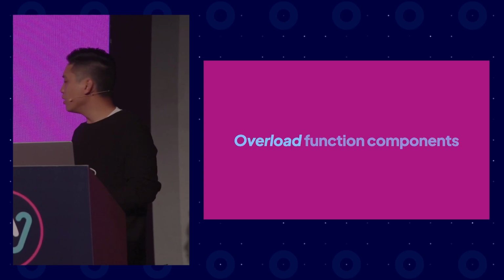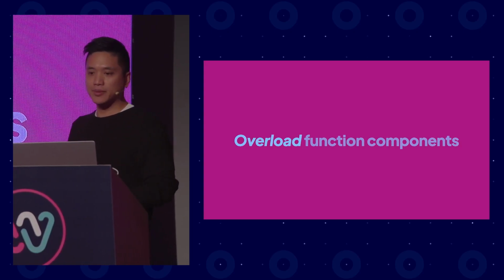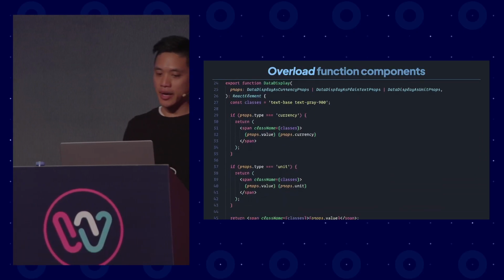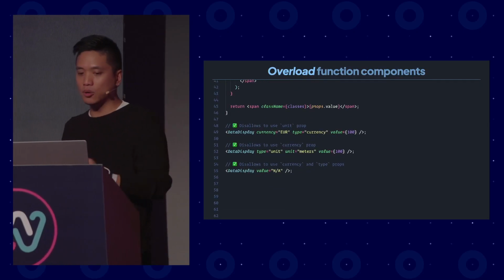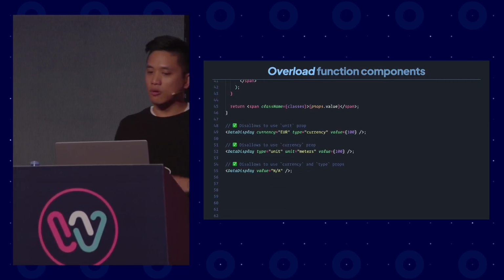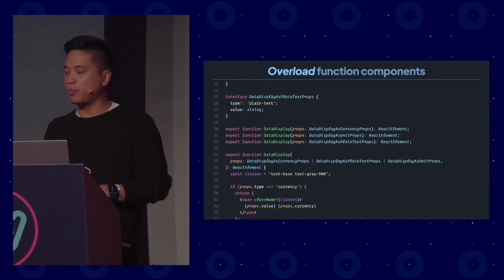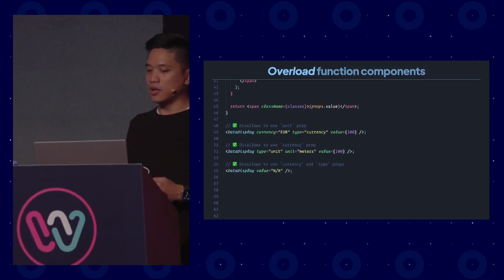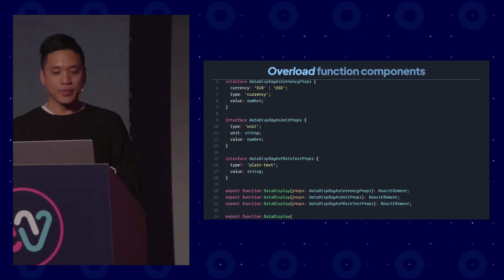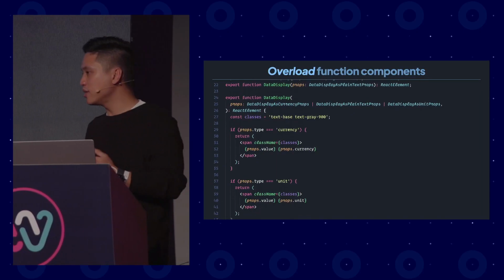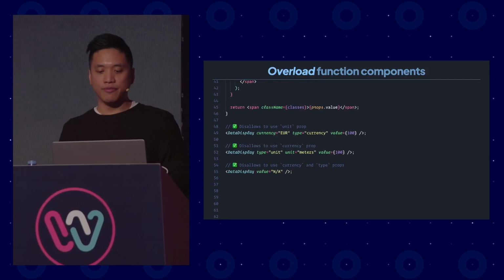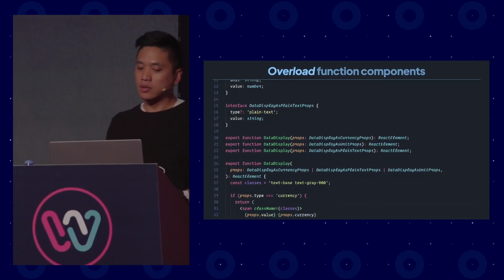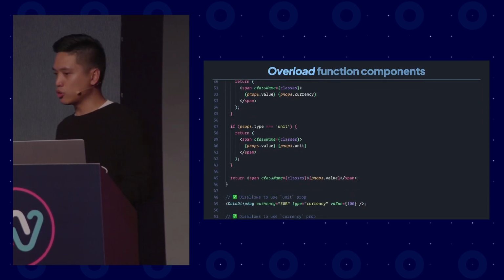Now, let's talk about overload function components in React. A great way to enforce strict and complex types in React is by leveraging overload function components. With overload functions in React components, it's possible to define multiple versions of a function that have a different signature or a set of parameters. This allows for greater flexibility in how the function can be used, as it accepts different types and numbers of arguments depending on the specific needs of the situation.